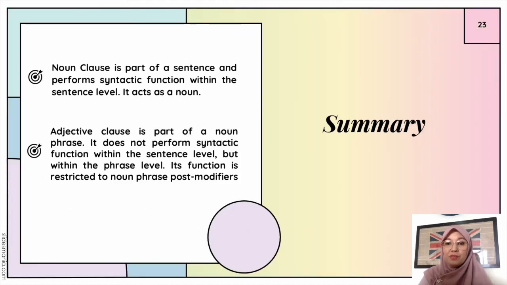Alright class, we've reached the final part of our lesson today. But before we end the session, let's summarize it. So we have understood that a noun clause is part of a sentence and performs syntactic function within the sentence level. It acts as a noun. An adjective clause is part of a noun phrase. It does not perform syntactic function within the sentence level, but within the phrase level. Its function is restricted to noun phrase post-modifier.